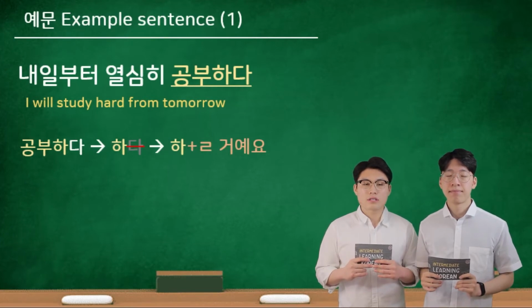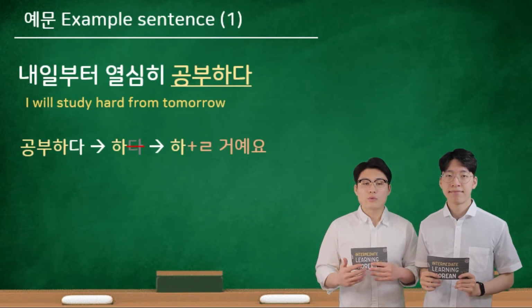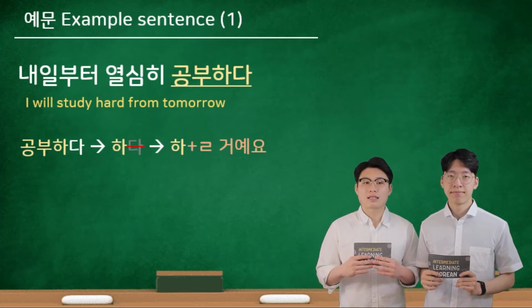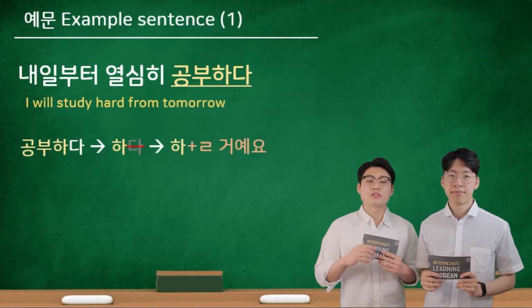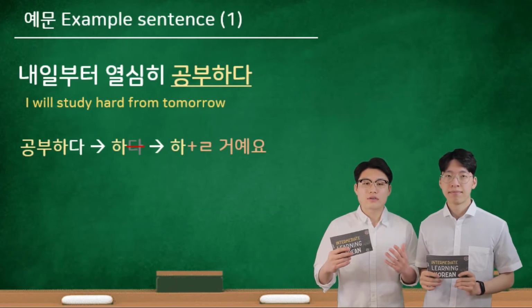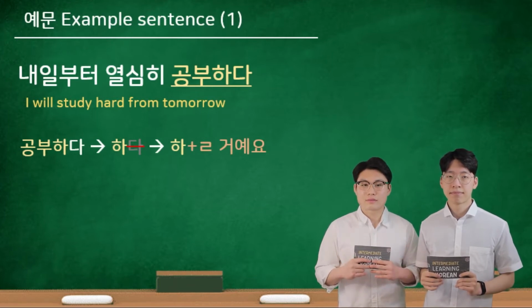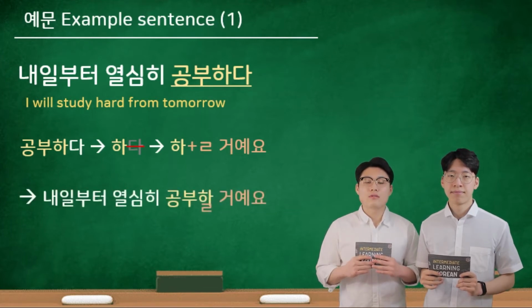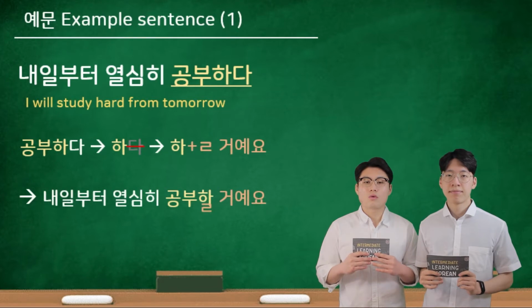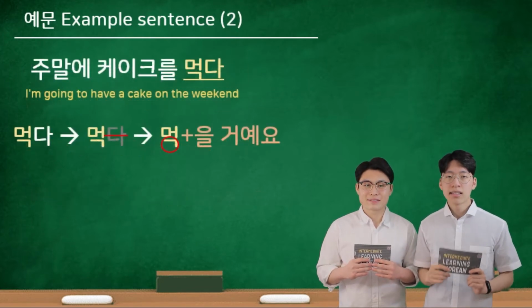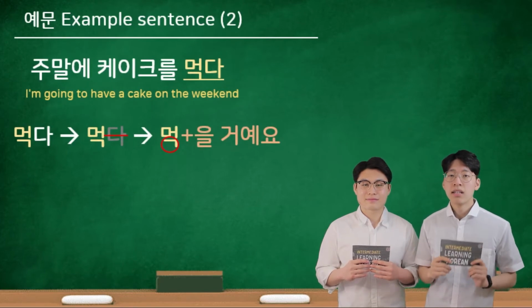내일부터 열심히 공부하다. When we remove 다 from the verb 공부하다, we can use ㄹ 거예요 because there is no final consonant. So it becomes 내일부터 열심히 공부할 거예요. Yes, this is the second example sentence.